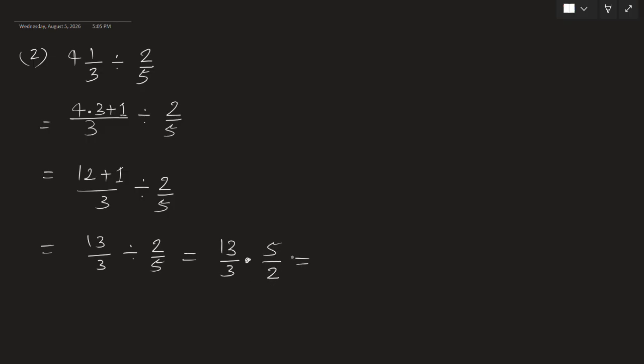So reduce this if it is possible. This 3 and this 13 and this 3, we cannot divide them. It is not reducible. So let's multiply numerator by numerator and denominator by denominator. So 13 times 5 gives us 65 over 3 times 2 gives us 6. So this will be our final answer.